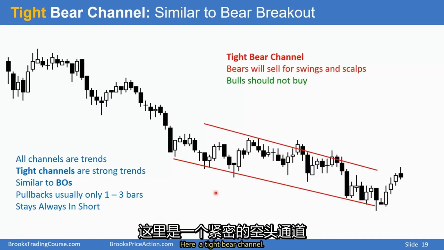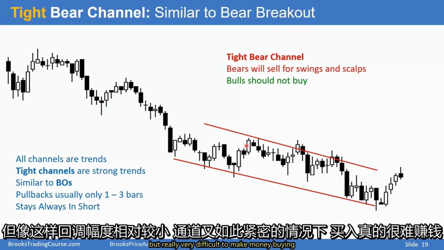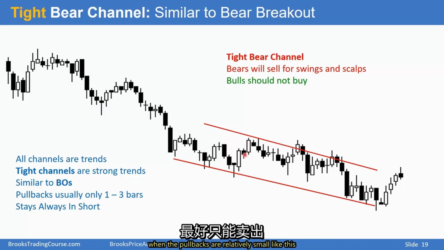Here, a tight bear channel. Pullback went up 3 bars or so, but really very difficult to make money buying when the pullbacks are relatively small like this and the channel is so tight. Better only to look to sell.